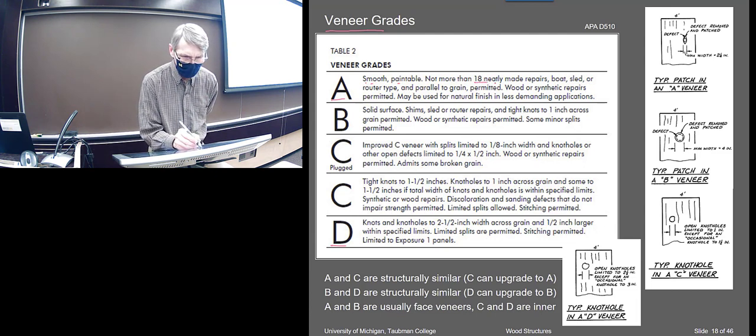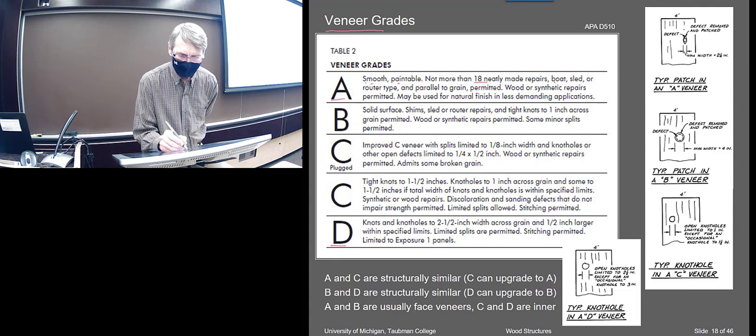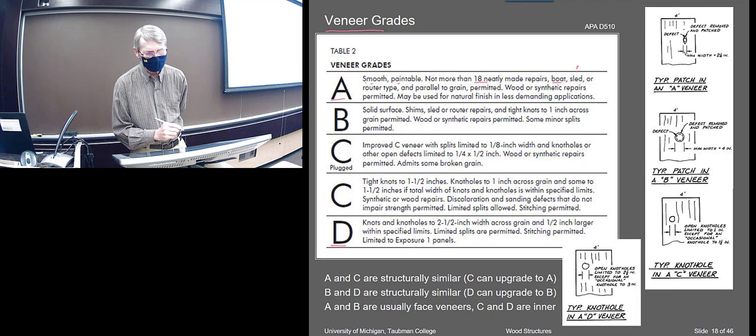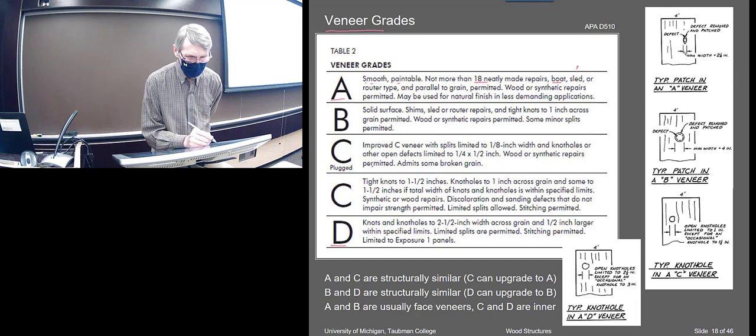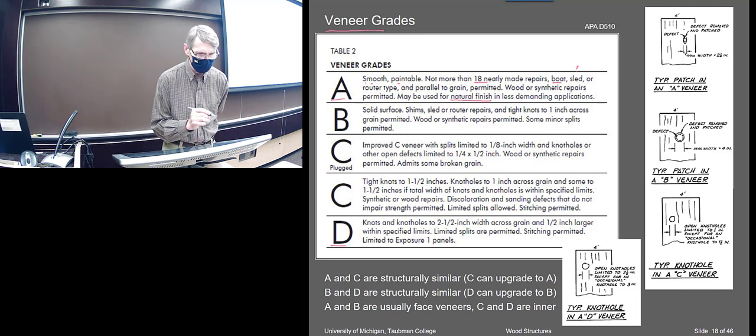It's limited to 18 neatly made repairs, however they grade that. Okay, it can be used for boats, sleds. I'm not quite sure what they mean by sleds. What was it? Sleds? Router type. Okay, and it may be used for a natural finish. So that would be the best grade. Also, the architectural finish on it is good.